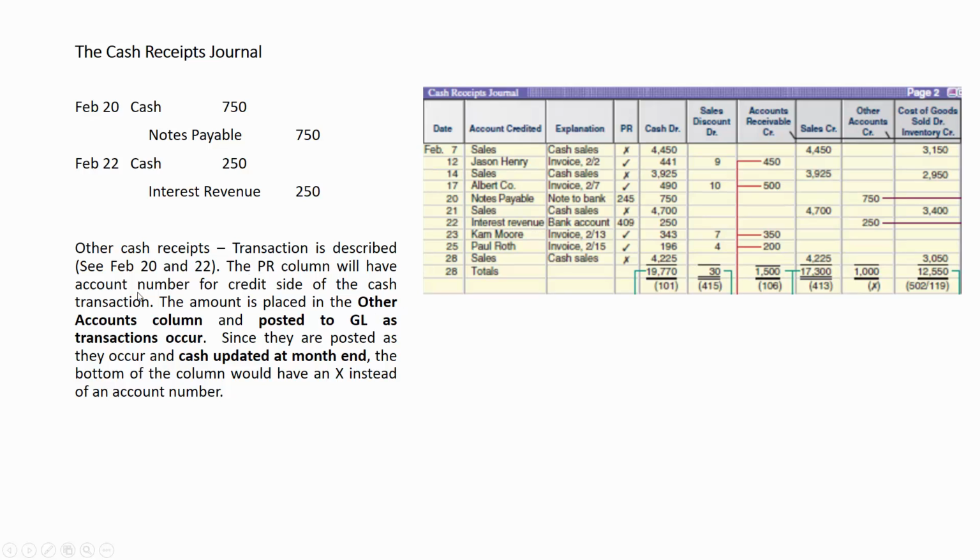The PR column will have an account number for the credit side of the cash transaction. So here we have notes payable, and we see the PR column here has the account number for notes payable, and then this is the account number for interest revenue. The amount is placed in the other accounts column and posted to the general ledger as the transactions occur. So other accounts get updated daily, as well as all the subsidiary ledgers. Since they are posted as they occur and the cash is updated at month end, the bottom of the column for other accounts will have an X instead of an account number.